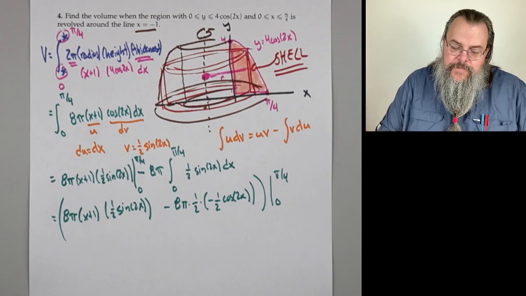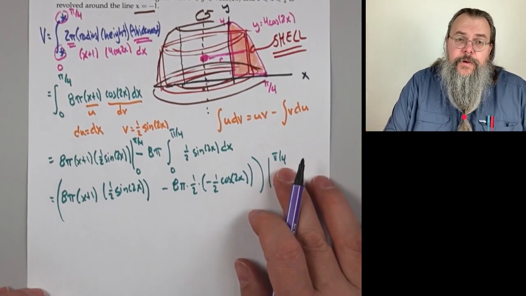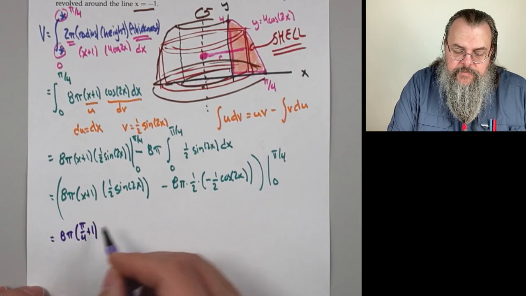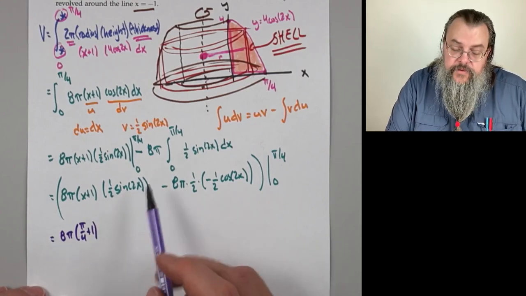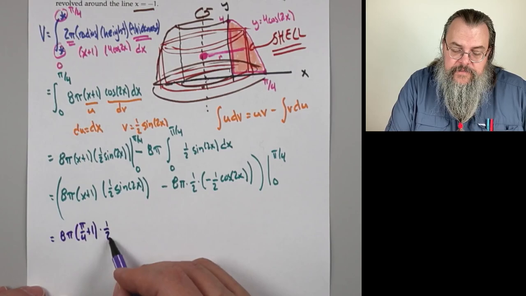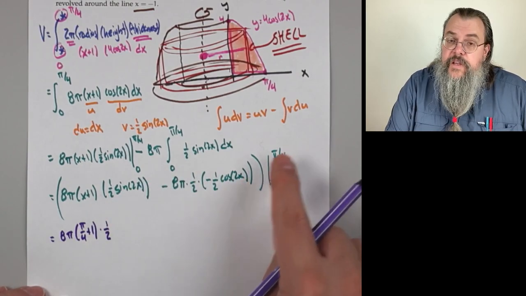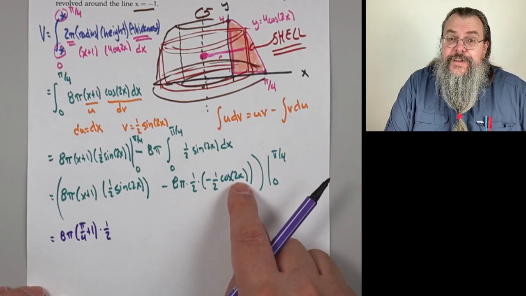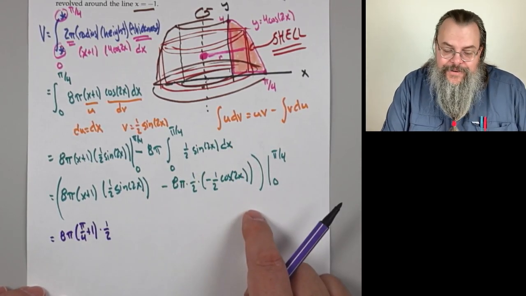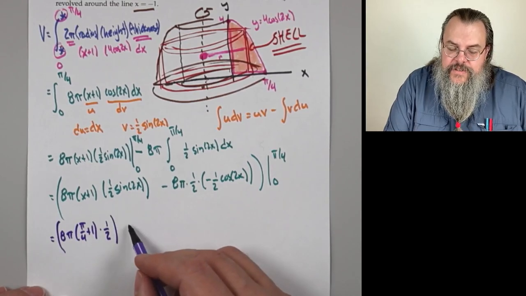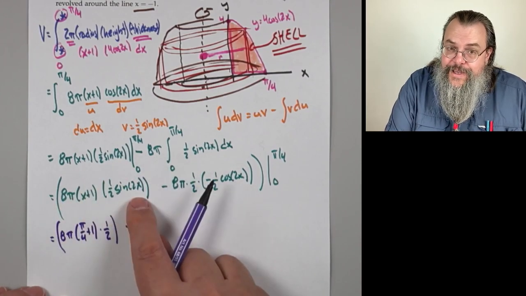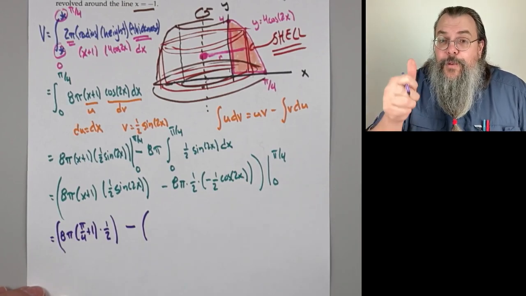Okay, plug in pi over 4. What do we have? We have 8 pi, pi over 4 plus 1. Then we have sine of pi halves, because 2 times pi over 4 is pi halves. So sine of pi halves is 1, and so we have a half. So that's that term. Now, plugging pi over 4 here, 2 times pi over 4 is pi halves, and cosine of pi halves is 0. That goes away. So that's plugging in pi fourths. Subtract, now plug in 0. Sine of 0 is 0, so that goes away.